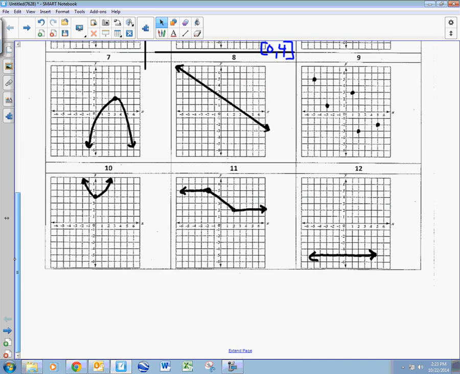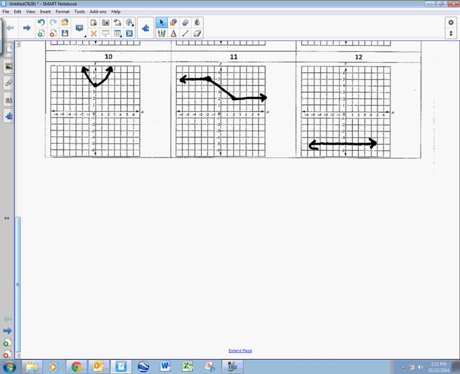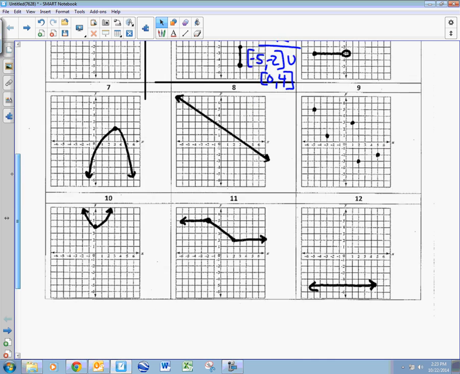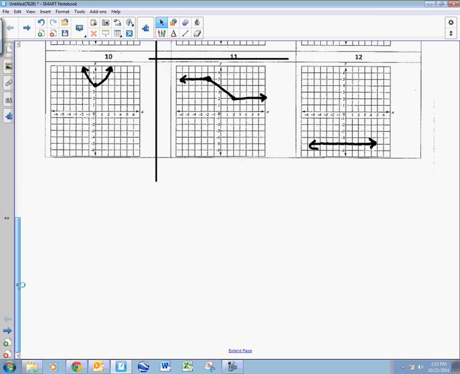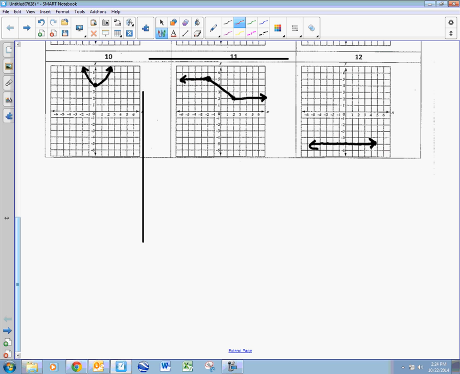Let's try 2 more. Let's do number 11. Number 11, as you drag this vertical line across, is the graph going to cross this right now? Yeah, it will cross it, okay? Here it crosses it. It's going to cross over here. So what's the domain going to be? Yep, -infinity to +infinity, all real numbers.